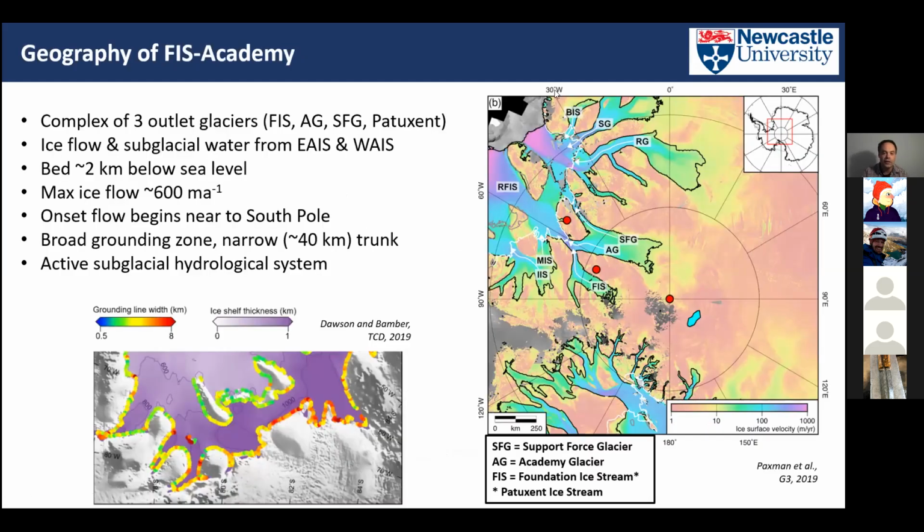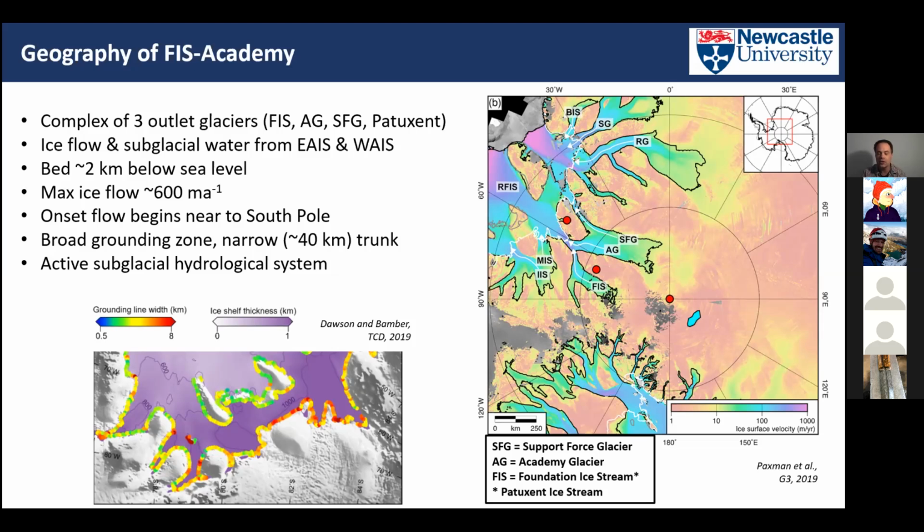And what are we interested in? There's a whole range of things we want to understand about what we might call the Foundation Ice Stream, Academy Glacier, Patuxent Ice Stream catchment. The reason I refer to it as a complex in the title is because it's really a complex of 3 outlet glaciers, and maybe 4 if you count Support Force Glacier. As you can see on the figure on the right-hand side, there's an area with FIS, AG and SFG in the top left quadrant.